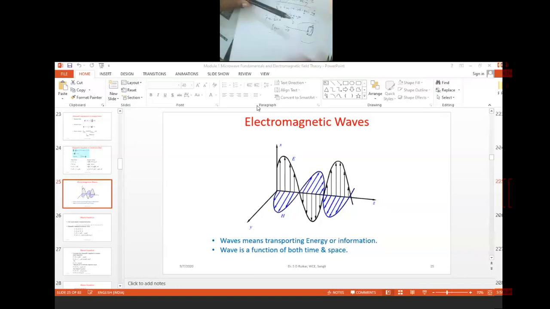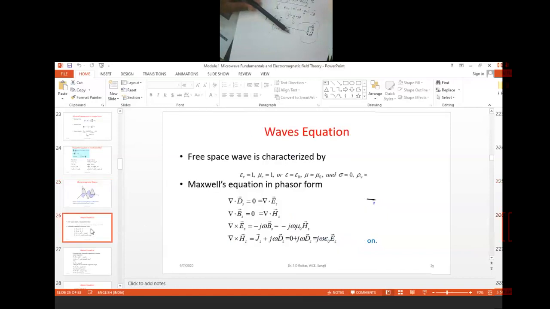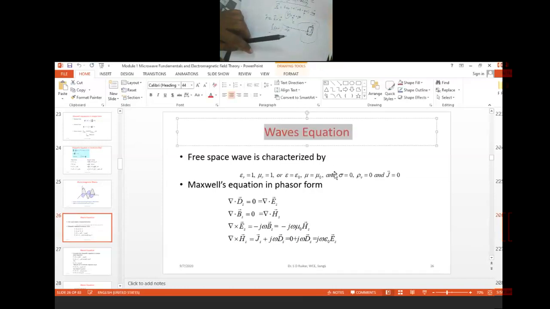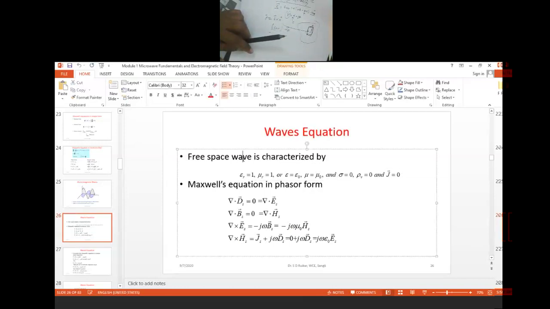To obtain the wave equation, we should know the criteria for wave propagation, whether the wave is propagating in which medium. So that's why we need to know the different medium constants for the wave equation. Now this is about the wave equation, and we are going to start here. Now you can see the PPT here. In that PPT, the wave is propagating in free space, and for free space, epsilon is equal to what?